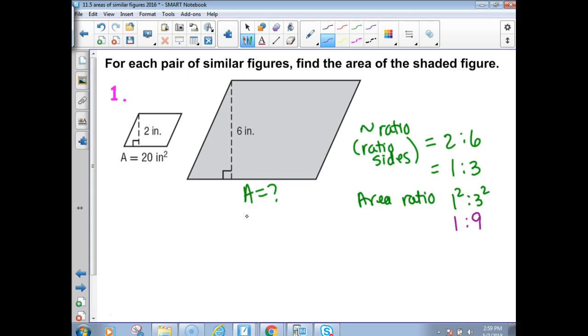All right, so we're going to write our proportion. 1 is to 9 as, now I want to find the area of which figure, and it's the shaded one. So I have the area given to me of the smaller one. Where would the 20 go in my proportion? Got to put these in the right place. I need to use 20, and I'm going to use an A. Is it 20 over A or A over 20?